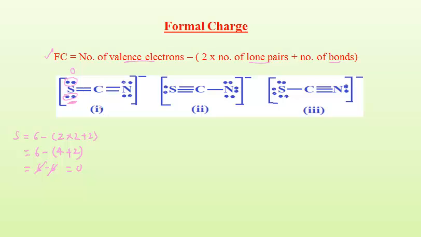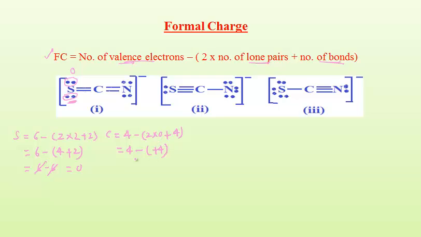We calculate the formal charge over the carbon atom. Number of valence electrons: carbon has 4 valence electrons, minus 2 multiplied by the number of lone pairs. This carbon atom does not have any lone pair. We mention here 0, plus the number of chemical bonds formed by the carbon atom. It forms 1, 2, 3, 4 chemical bonds. Now we can do the calculation, and 2 multiplied by 0 is equal to 0.